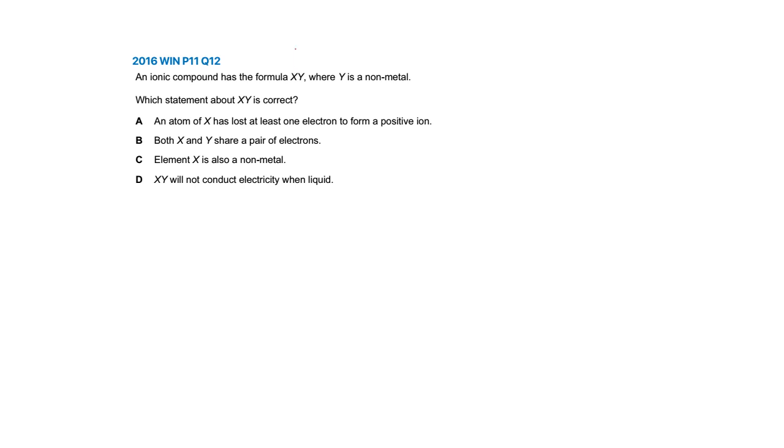That makes X a metal and Y a non-metal. An atom of X lost at least 1 electron to form a positive ion. Well, that's true, isn't it? It lost an electron, metals lose their electrons. Both X and Y share? Nope. Covalent. Sharing is covalent.